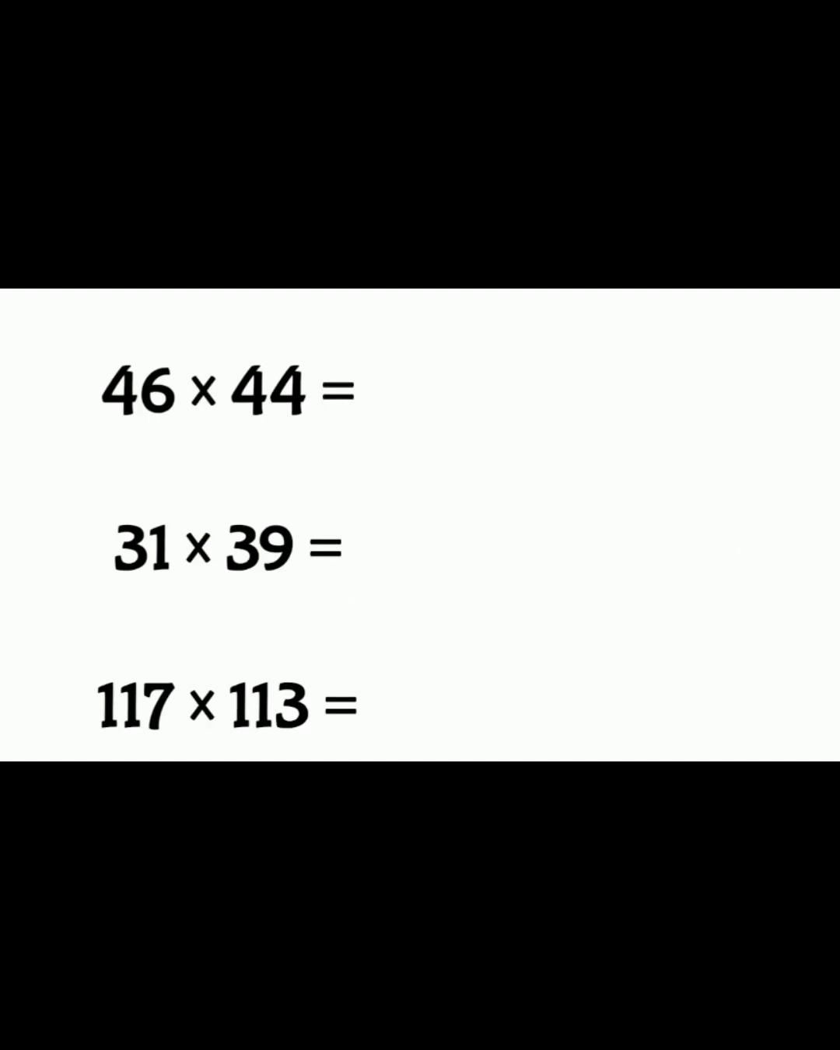So, what is 46 times 44? After 4, the next number in the counting is 5. So 5 times 4, or 4 times 5, is 20. And for the last 2 digits, just find the product of the unit digits. So 6 times 4 is 24. So the answer is 2024.